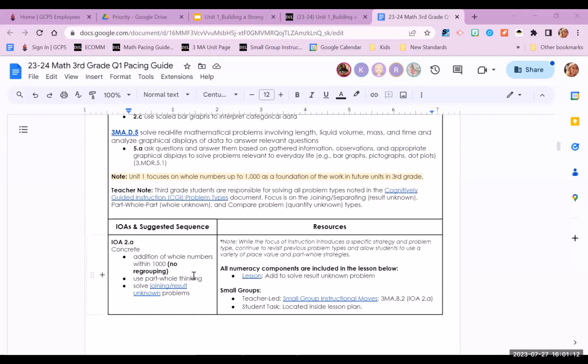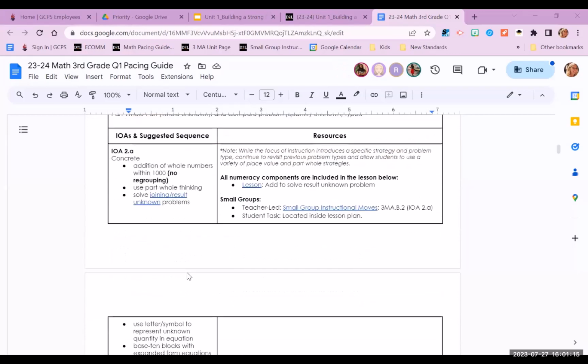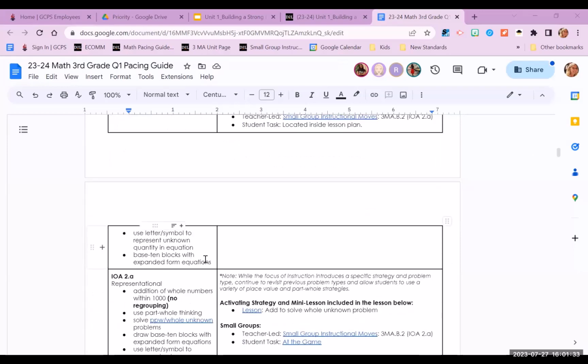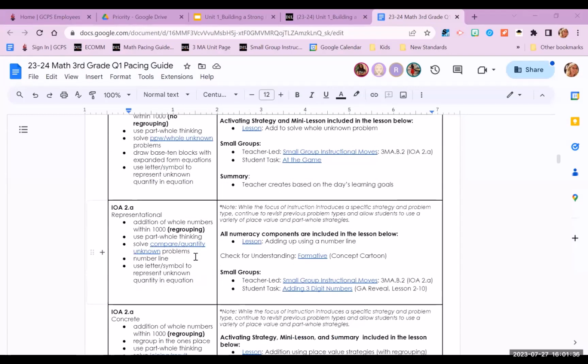progression for these IOAs. We will begin this part of Unit 1 with addition strategies with 2 3-digit numbers without regrouping, using base 10 blocks, as we transition to representational strategies, all while using those expanded form equations. Specific problem types have been listed in the left-hand column, and the sample lesson plans on each day show you an example of how that problem type can be modeled for students.